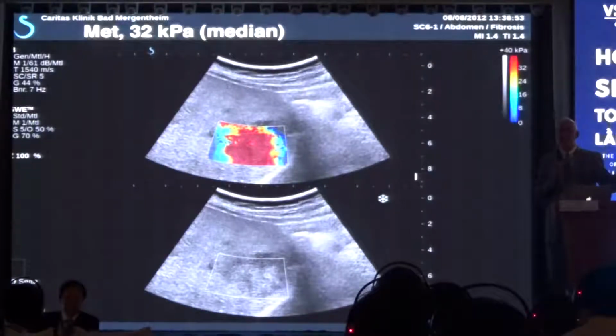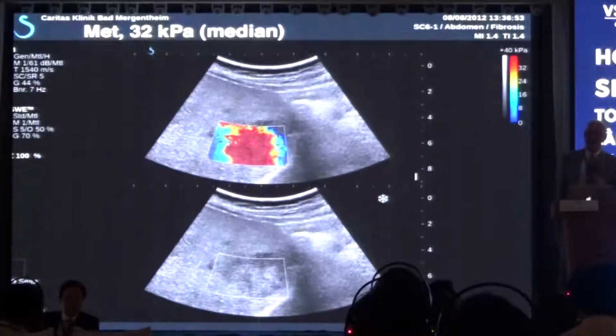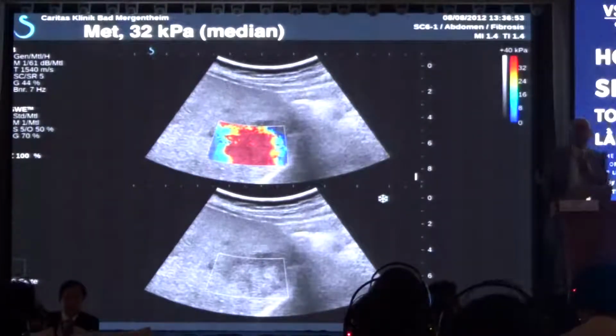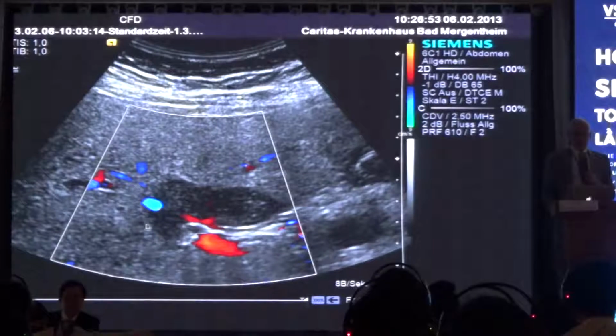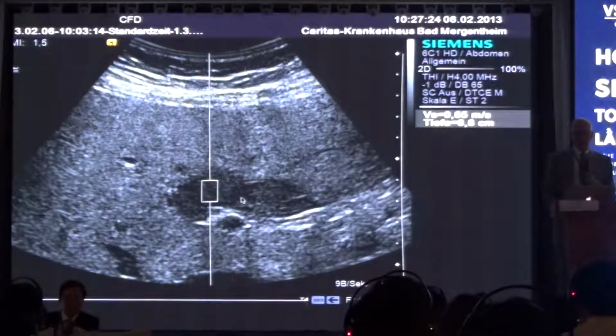HCC might be even softer than liver cirrhosis, and therefore we will see an example that focal nodular hyperplasia, which is a circumscribed liver cirrhosis, has very high values. FNH is benign, metastases are malignant, and they show pretty much the same values. A focal fatty sparing, you can see the arterial blood supply, and using point shear wave elastography with VTQ, the values are normal.